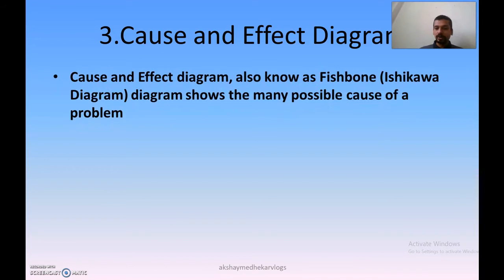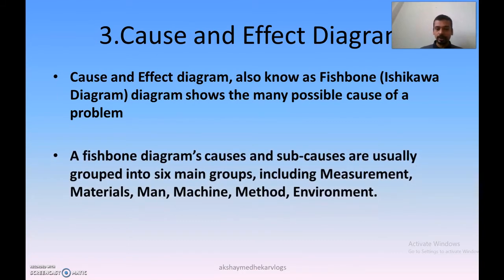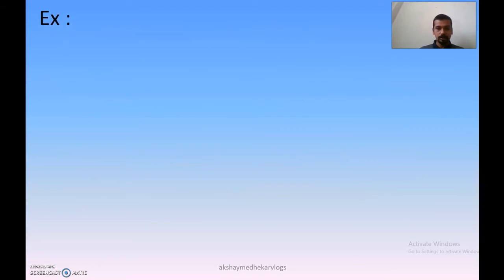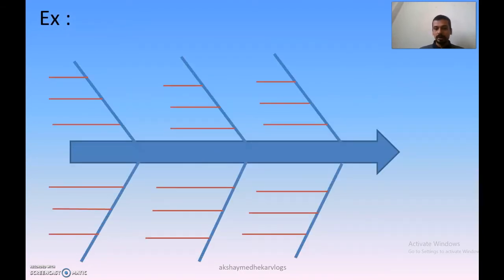The cause and effect diagram, also known as the fishbone or Ishikawa diagram, shows many possible causes of problems. A fishbone diagram's causes and sub-causes are usually grouped into 6 main groups: measurement, materials, man, machine, method, and environment. So we'll see how we can categorize those 6 groups. So it is a fishbone diagram. Why is it called a fishbone diagram? Because it looks like a fish. Because of that we call it a fishbone diagram.